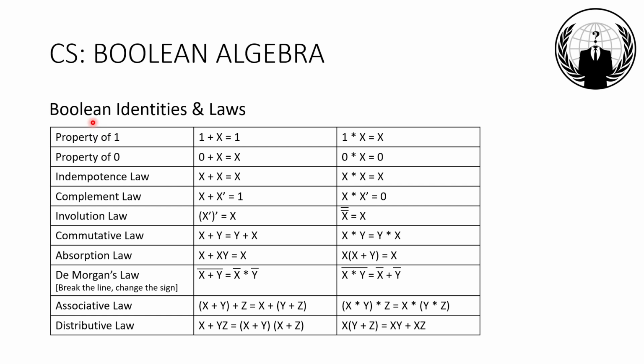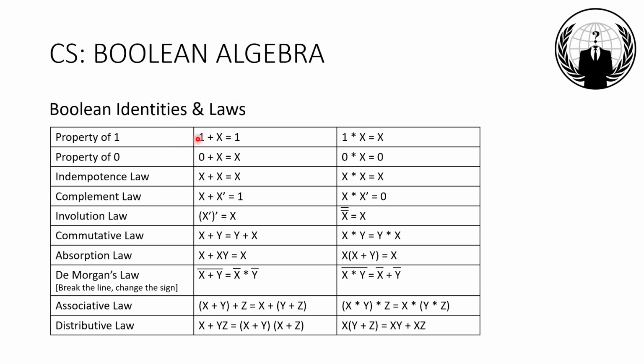Now here comes the important part of Boolean algebra, Boolean identities and laws, which will be used to convert one form of Boolean algebra into another, from product of sums to sum of products, which we will be learning in the upcoming slides. And to solve the Boolean functions by applying these identities and laws, these are important.